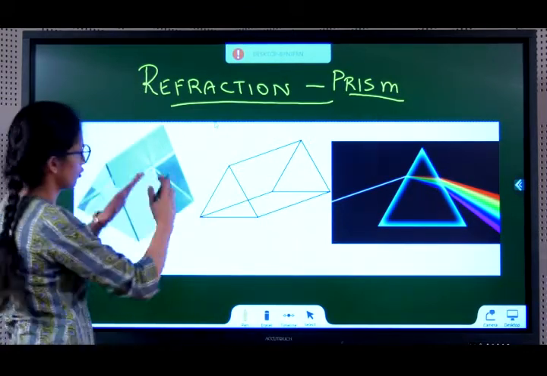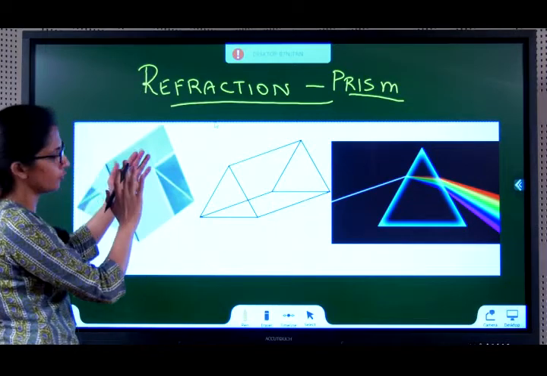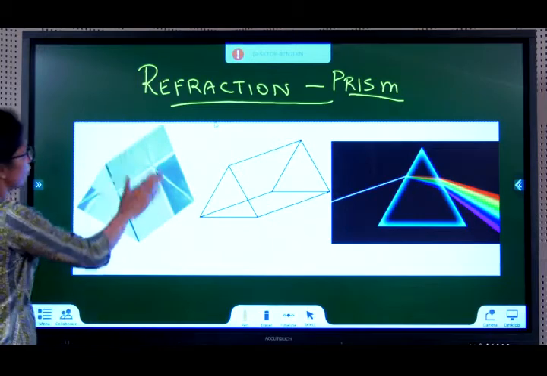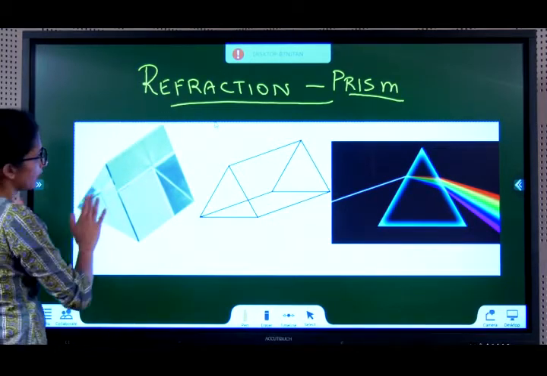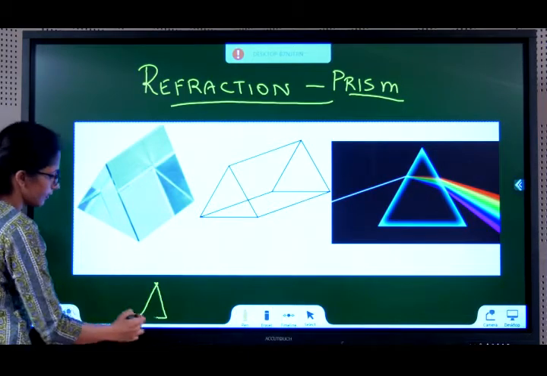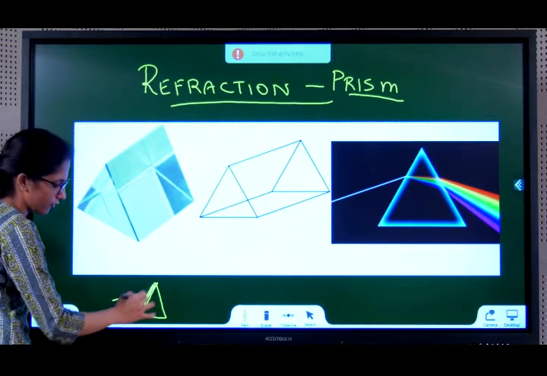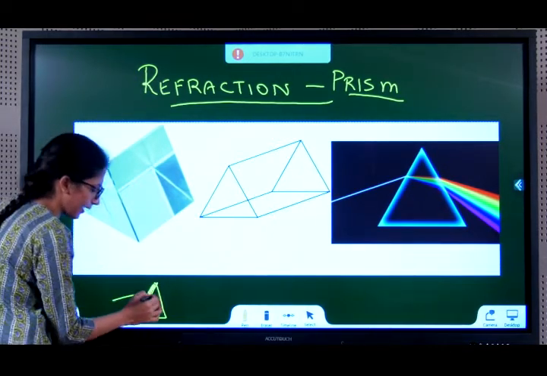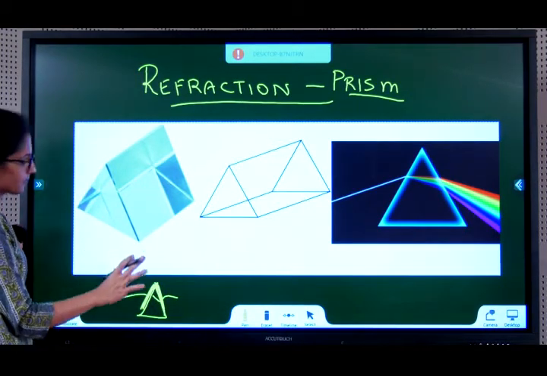Fine. So 1, 2, 3 rectangles, and automatically you find a triangle here and a triangle here. When you are looking at a prism and we are going to study light, we will be looking at the front end of the triangular face. Light will enter from one lateral face, lateral means side, and come out from the other lateral face. Fine. So now we know what a prism is.